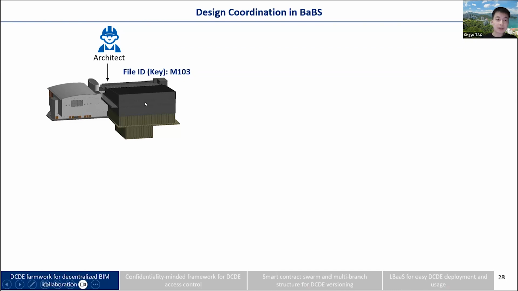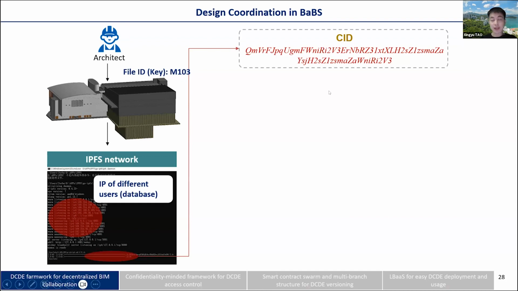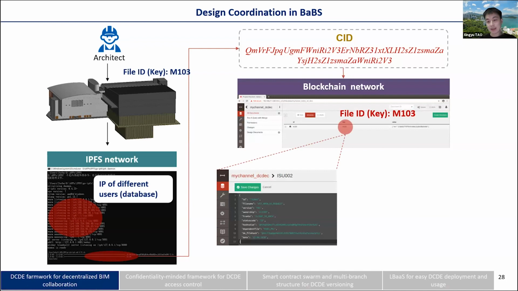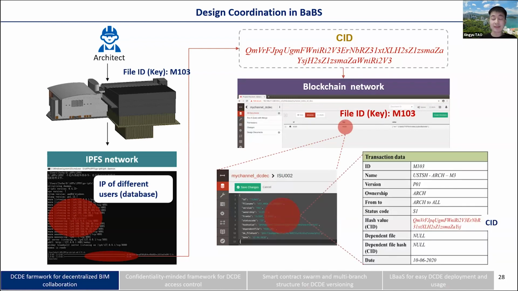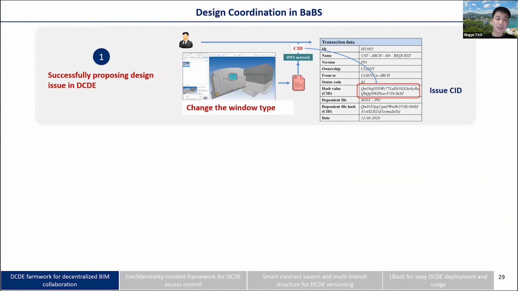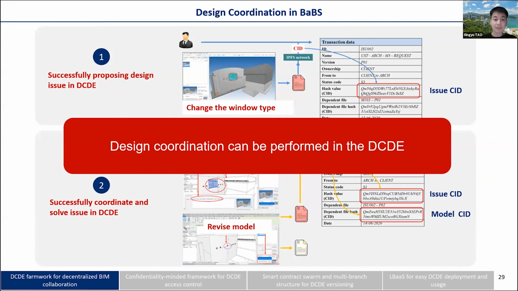Here is an example of how we can do design collaboration in such a prototype. We can share a BIM model in the IPFS, and this IPFS has different users or IP addresses. The result shows we can get the CID, the hash value, and then we share the hash value in the blockchain and use this CID in the blockchain to get the original BIM data. So we can successfully decentralize BIM data in our prototype. And also we can perform design coordination: we can propose design issues in DCDE, and we can coordinate on these issues in DCDE.